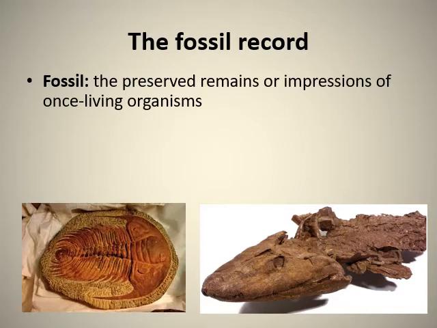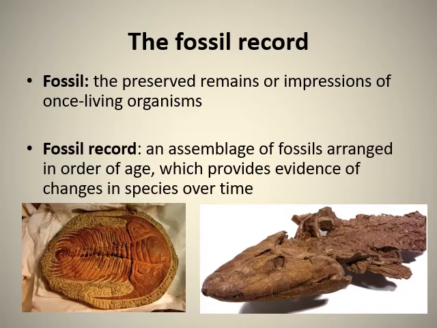So the fossil record is basically just a collection of fossils that we have dating back to different time periods. And a fossil is just preserved remains or impressions of once living organisms. Does everything fossilize? No, right? Not everything can fossilize. When we do have these fossils, then if we do find them at least, we can complete a fossil record, which is just the assemblage of fossils arranged in order of age.